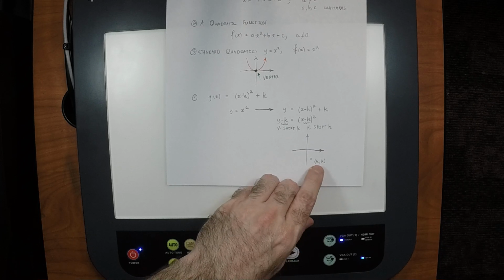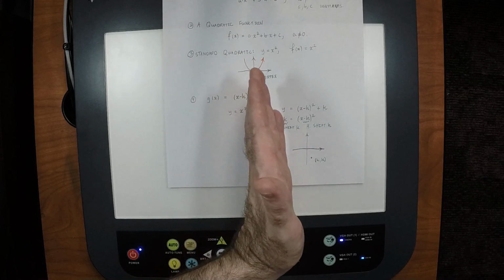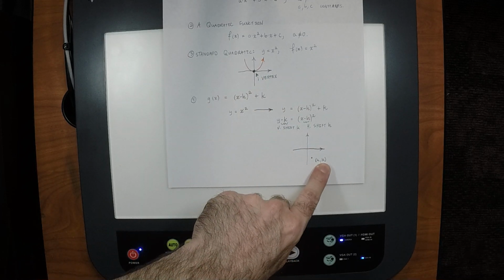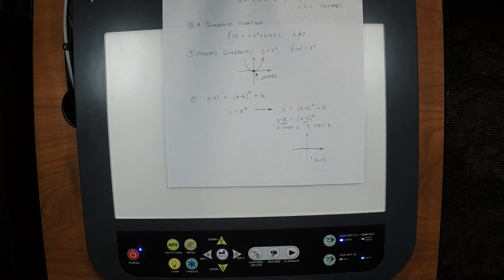So what's the sign of h? Positive. H is a positive number. How can you tell? Because it's to the right of the origin. And how about k? What's the sign of k? Negative, because it's below the origin. Okay, so then like this.